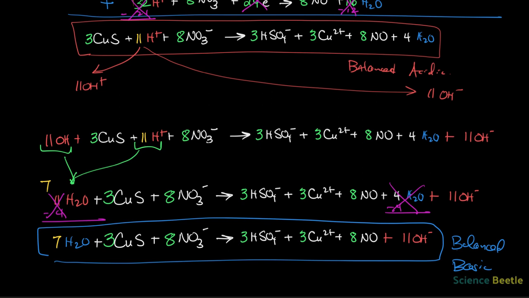Continuing on to basic, find the hydrogen ions and add hydroxide equal in number to the hydrogen ions. Cancel out any like terms on both sides, rewrite, and then you get the balanced equation that you see here.